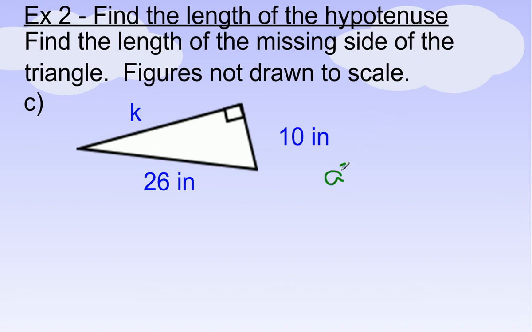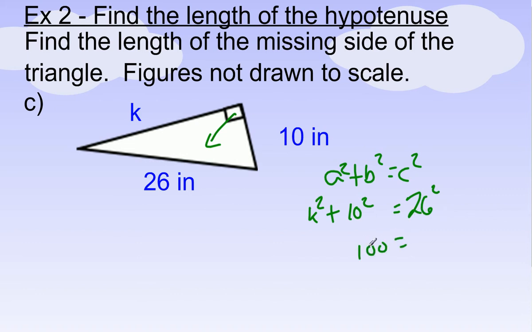Formula first. A squared plus B squared equals C squared. That is my hypotenuse, so 26 squared goes here. The two other legs can go in the A and the B anywhere you want them. I am going to put my K here and my 10 here. Now, simplify both sides. So 10 squared is 100.